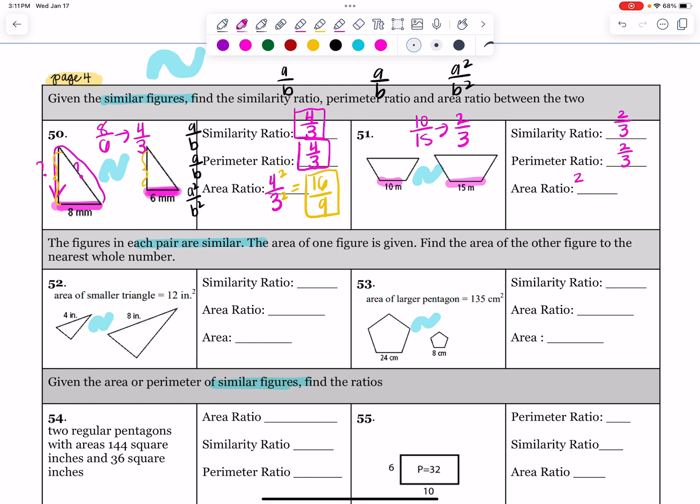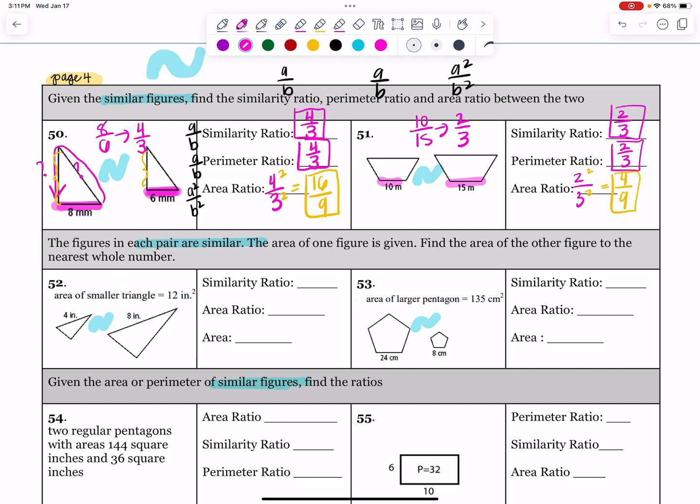The area ratio is going to be 2 squared over 3 squared, A squared over B squared. So that is going to be 4 over 9. So I've got 4 over 9 as the area ratio, the perimeter ratio is 2/3, and the similarity ratio is 2/3.